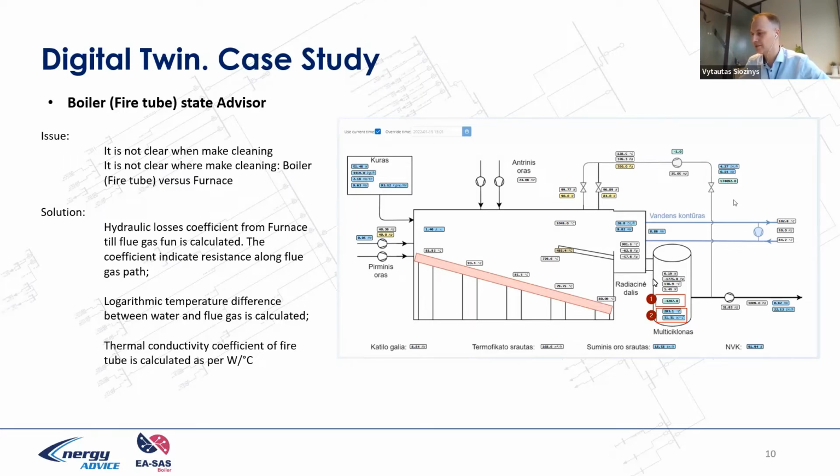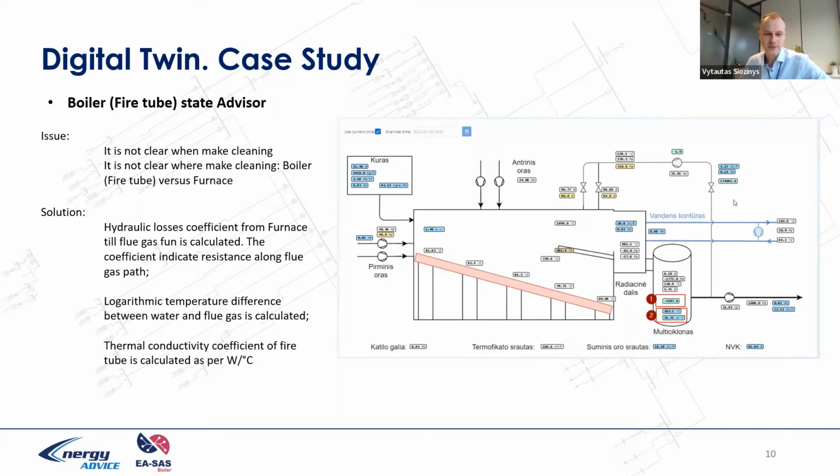From the furnace side till the flue gas fan, the hydraulic losses coefficient of the flue gas route is calculated. This coefficient indicates resistance along the flue gas path. Another coefficient is the logarithmic temperature difference between the water side and the flue gas side, and the thermal conductivity coefficient from the fire to the water side of the fire tube is calculated as watts per Kelvin.